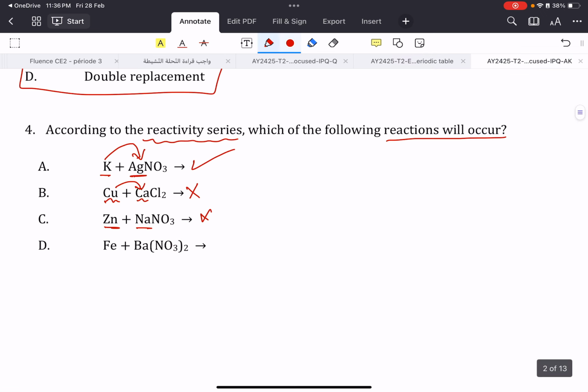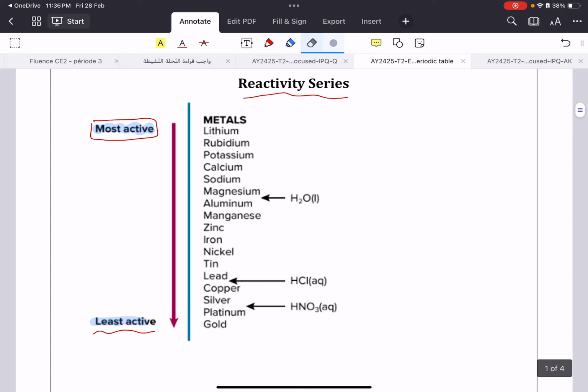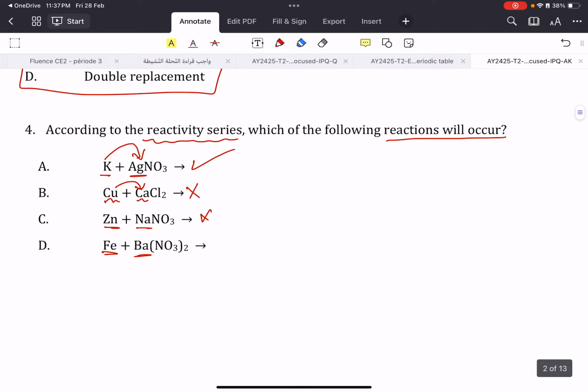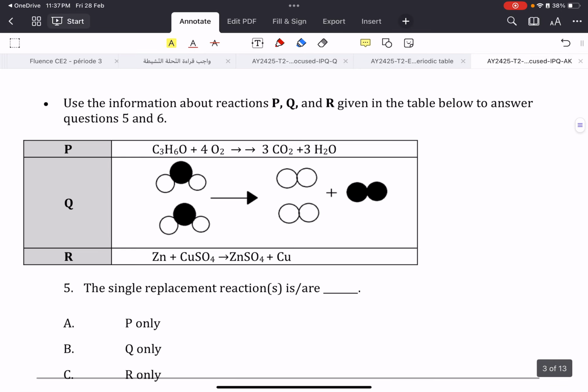So here, cannot replace. Same thing for iron and barium. Here's the iron, and here's the barium. Where's the barium? There is no barium on this table, but obviously we were able to identify that potassium can replace silver in the first one. Now let's move on with the questions.